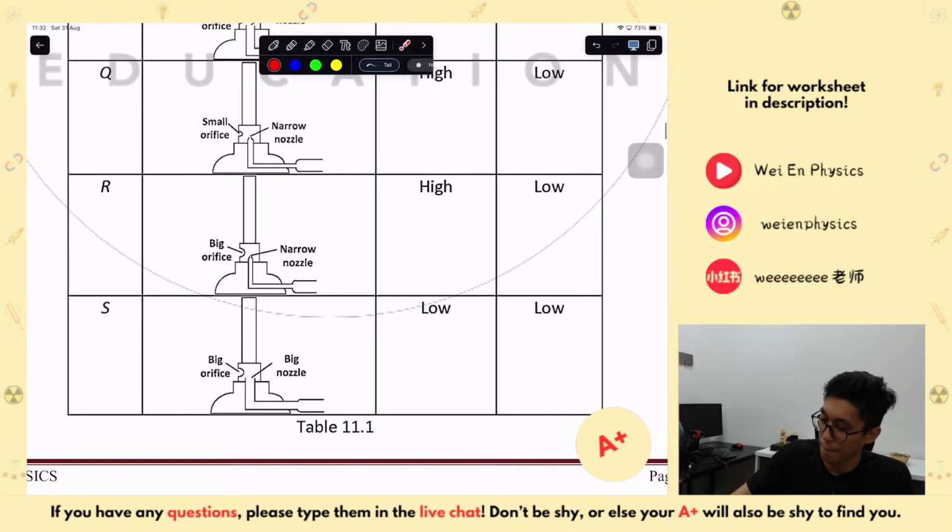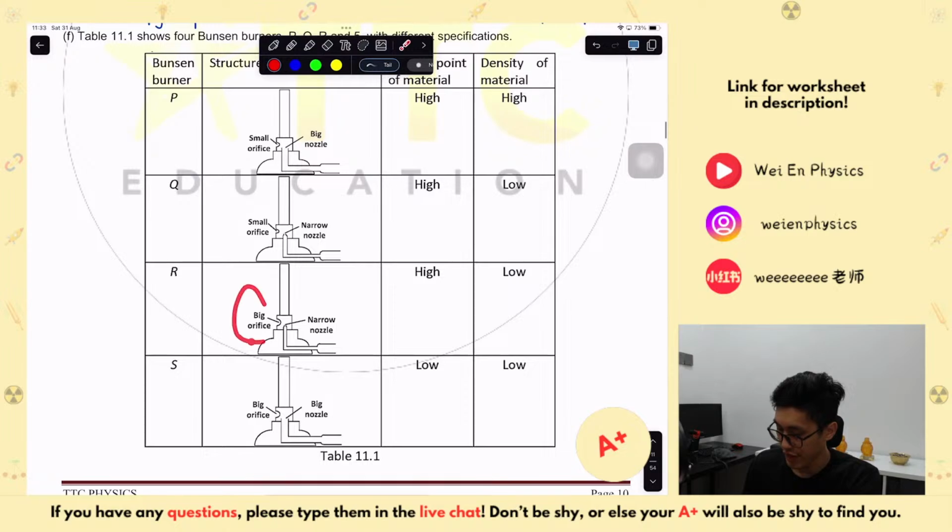So we need to have a bigger orifice, a bigger hole for more oxygen, more air to come in. And the nozzle needs to be a narrow nozzle, so that the gas can come in very fast. I want the gas to be spraying out. Otherwise, if the gas doesn't spray out, then you don't get low pressure here. Do you understand? So we need to make sure that the gas sprays very quickly. So big orifice, narrow nozzle, high melting point, low density.